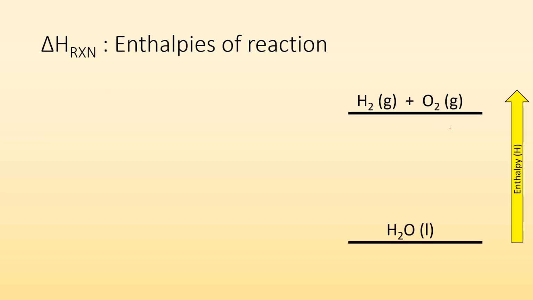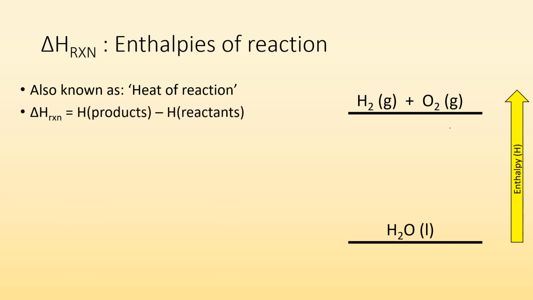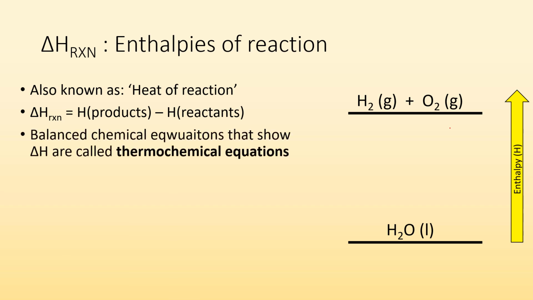DeltaH subscript Rxn, short for heat of reaction or enthalpies of reaction. Used interchangeably. Pick your favorite, call it that, right? So the DeltaH of reaction is going to equal the enthalpy of the products minus the enthalpy of the reactants. So a balanced chemical equation, right?